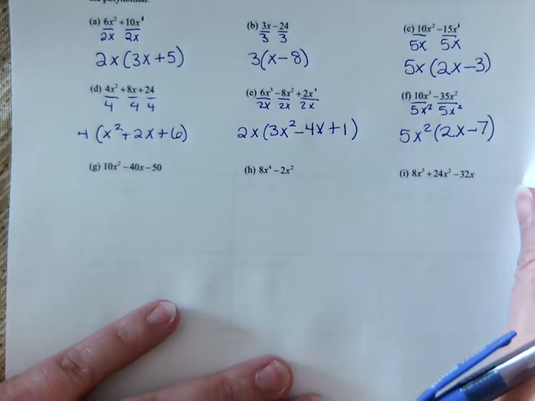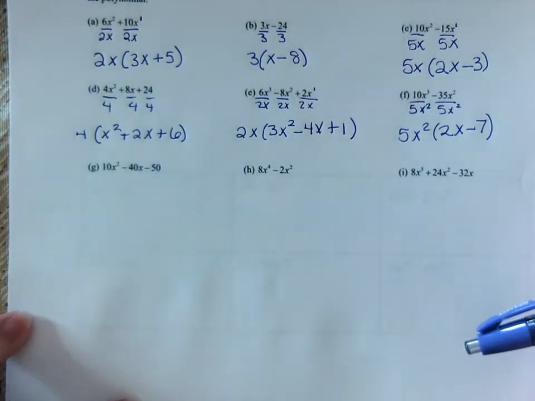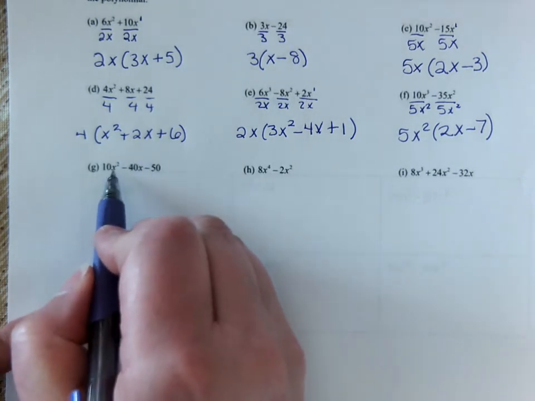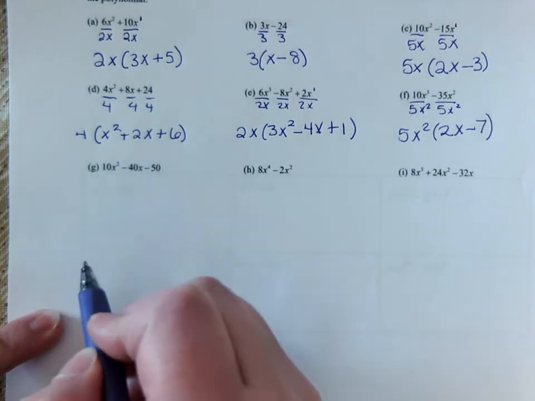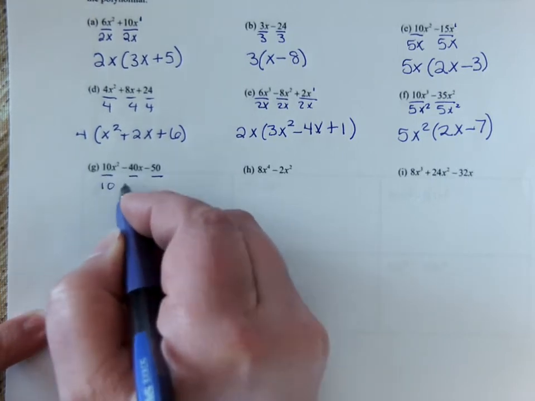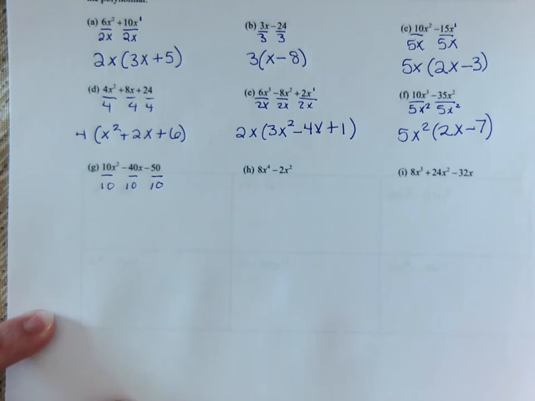Last row of GCF, and then we'll talk about difference of two perfect squares in the second half of the video. 10x squared minus 40x minus 50. All of these numbers are divisible by 10. And since the 50 doesn't have a variable, we can't take a variable out.